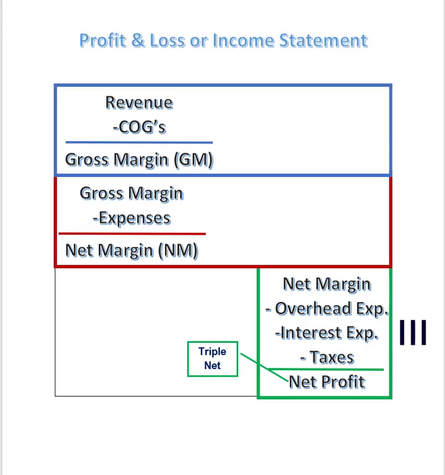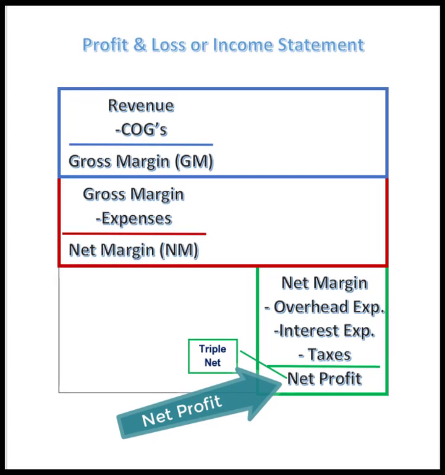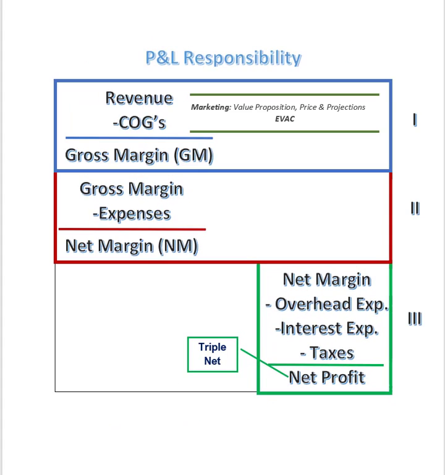Basically, we take our net margin dollars, and from those net margin dollars, we subtract this overhead expense, we subtract this interest expense, and we subtract the taxes, thus giving us net profit, or as I often like to call it, triple net. The P&L also helps us to identify functional responsibility. For example, Part 1 of the P&L has two very important components.